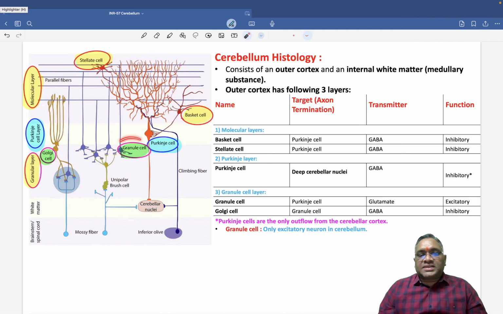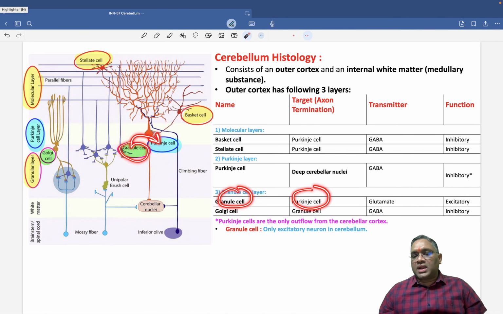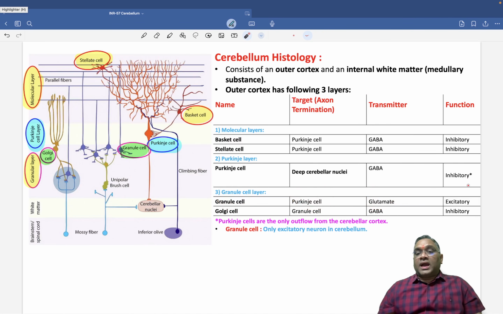Now come to the granule cell layer. In the granule cell layer, you can see granule cells are there and Golgi cells are there, right? What is the importance of granule cells and Golgi cells? If you look at the granule cells, their axons are terminating on Purkinje cells. The neurotransmitter is glutamate, and they are excitatory. Remember, glutamate will excite, GABA will inhibit. This is one important thing we have to remember.